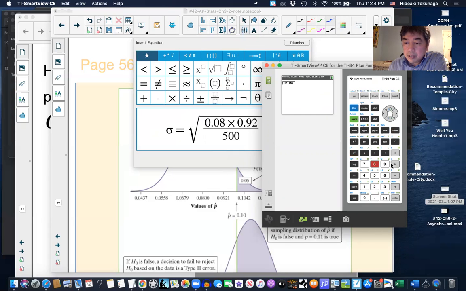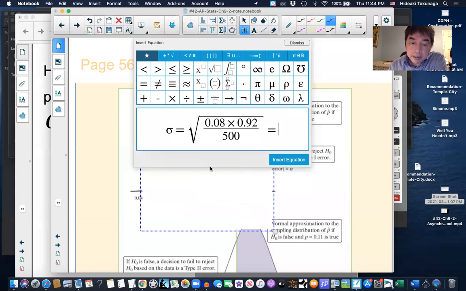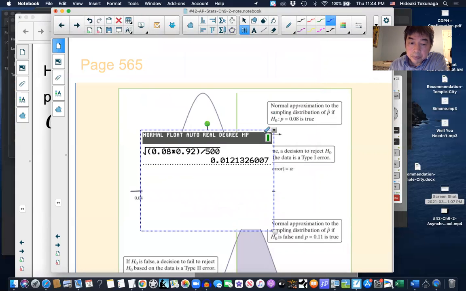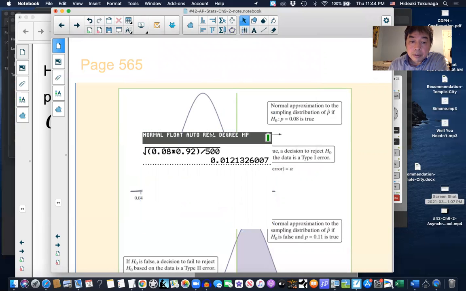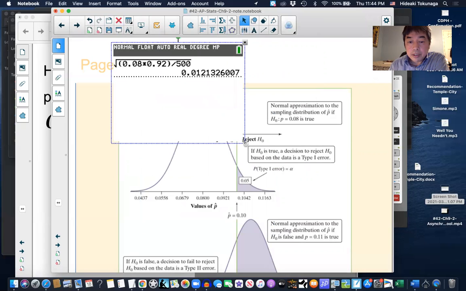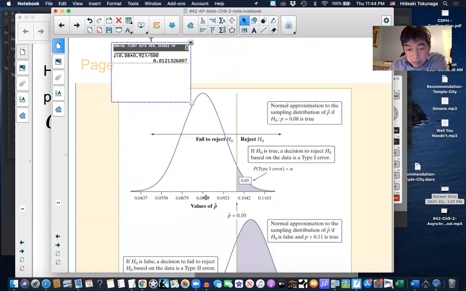0.08 times 0.92, close the bracket, divide by 500. So the standard deviation is right here, 0.12. Okay, so I will put it in here. One standard deviation above is 0.092. You should just add this number, if you use a normal curve here.